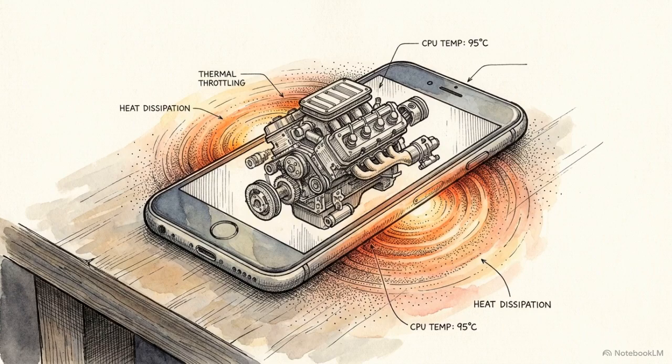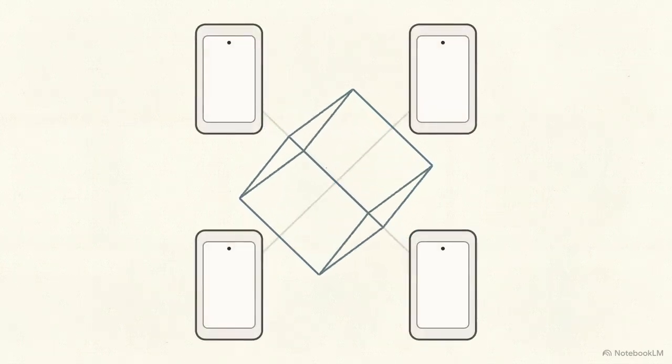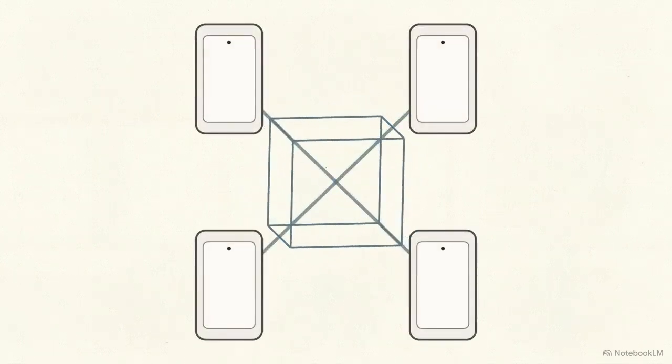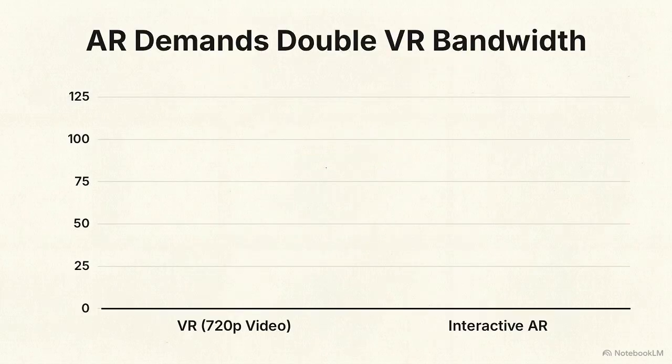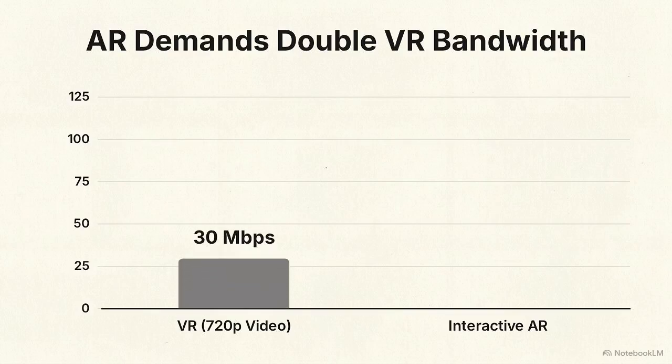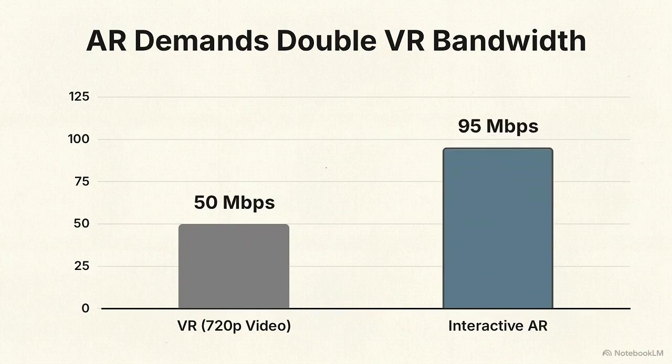Rendering a single 3D object for one user locally is already a hardware strain. Attempting to share that exact same object in real time with multiple users in a collaborative space multiplies that strain exponentially. The network penalty is severe. Streaming a standard 720p virtual reality video requires a reliable 50 megabits per second. Interactive augmented reality demands upwards of 100 megabits per second just to function.